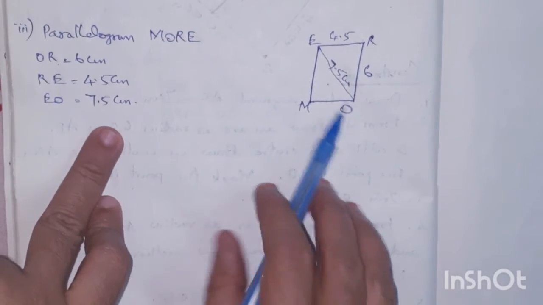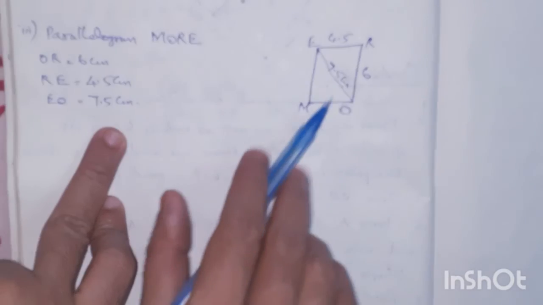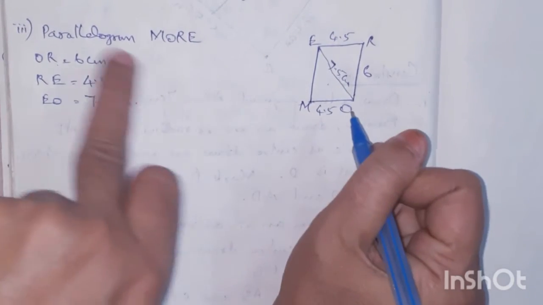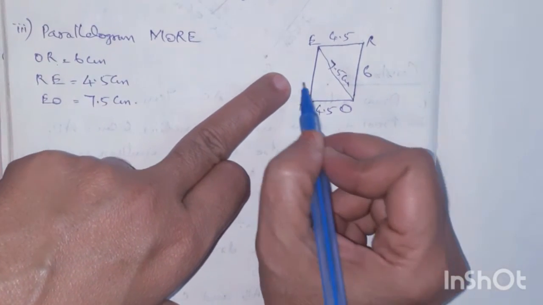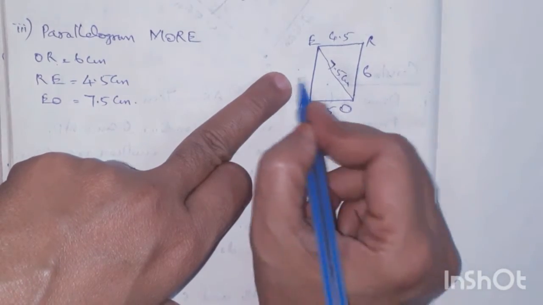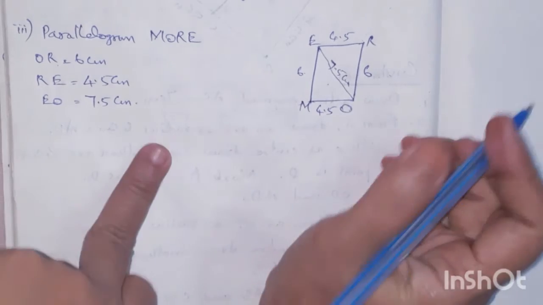Here MO not given means here opposite sides are equal. So 4.5 centimeter for MO also. This is parallelogram. Opposite sides are equal. Then RO equal to EM. Opposite sides are equal. So this is also 6 centimeter.